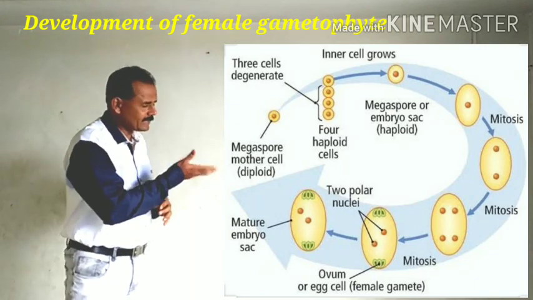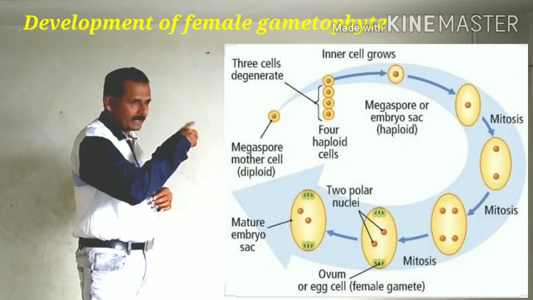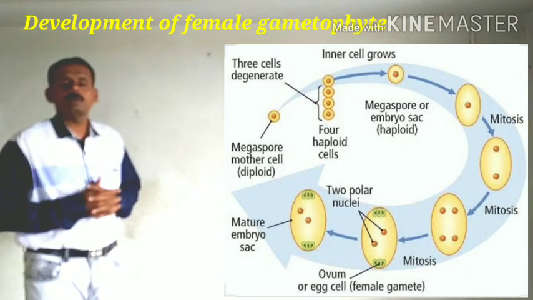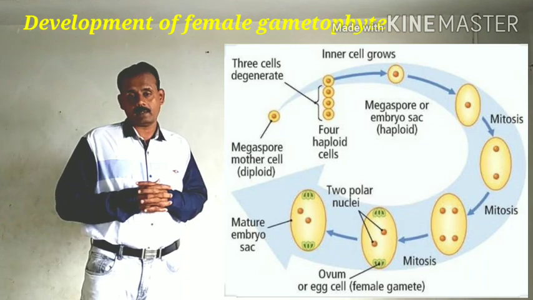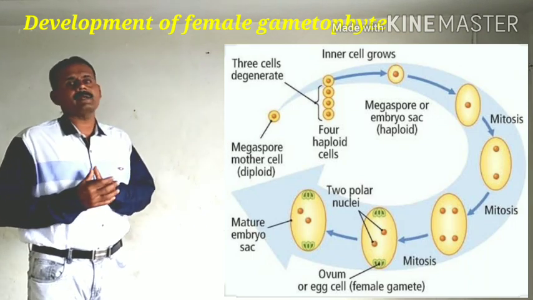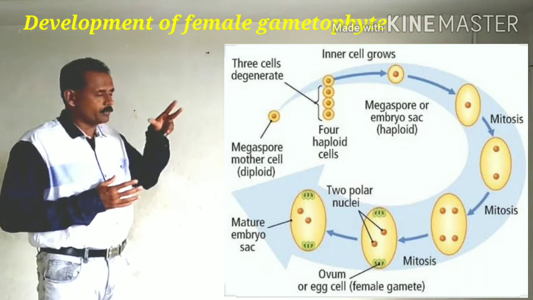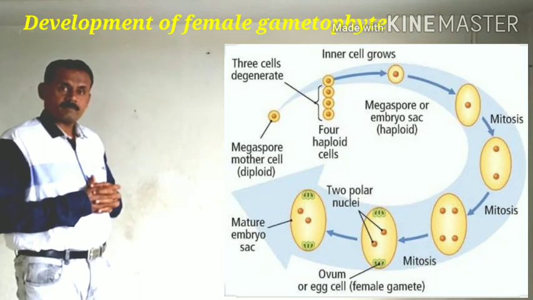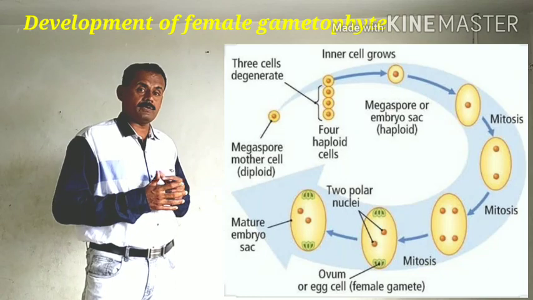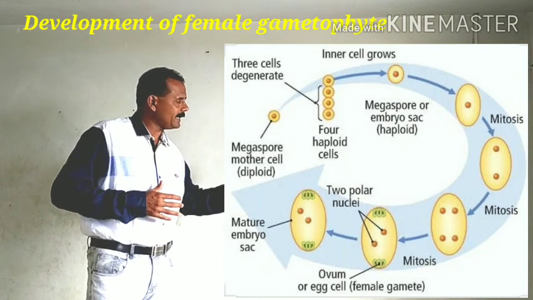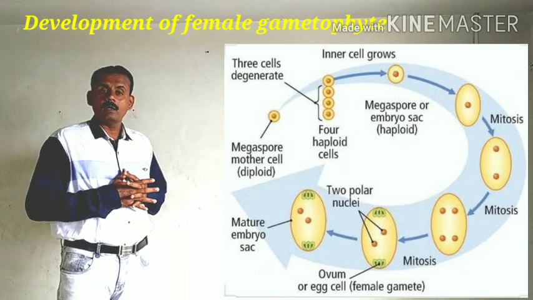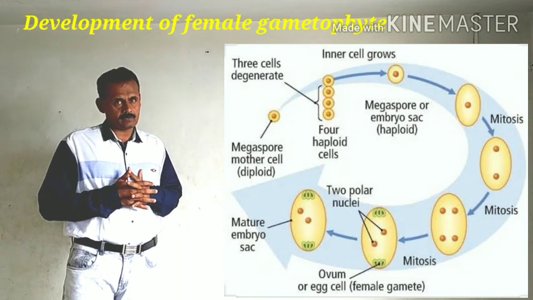At the end of the second mitosis, these 2 nuclei again undergo division. 4 nuclei are formed and it is now called a 4 nucleate embryo sac. After the third mitosis, the nuclei present at the opposite ends of the cell again divide and form 4 nuclei at each pole, and in all 8 nuclei are formed. It is now called an 8 nucleate embryo sac.